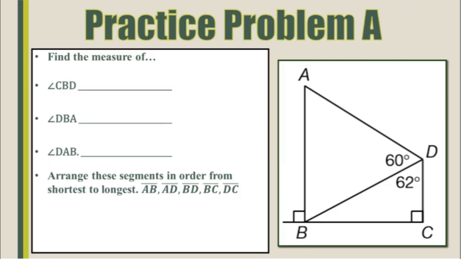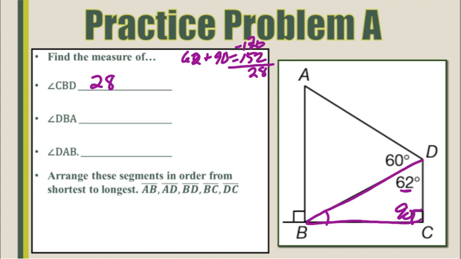And our last slide, find the measure of angle CBD. So CBD, this one. So we're looking here. This is 62. This is 90 because of this box here. So we have 62 plus 90. That gives us 152. And if I subtract that from 180, that would give us 28 degrees. So this would be 28 degrees.